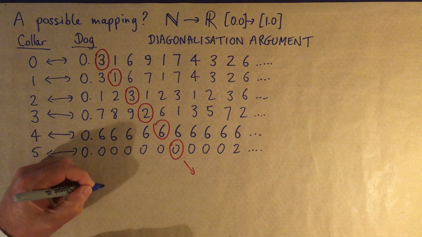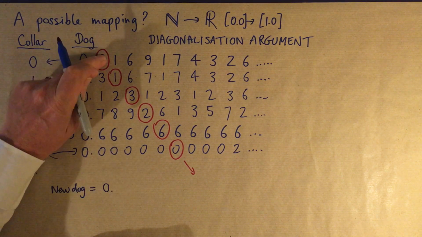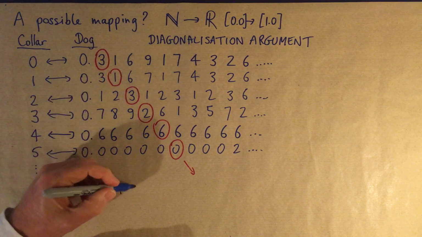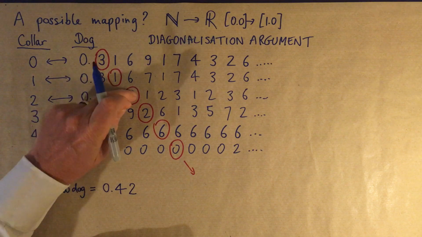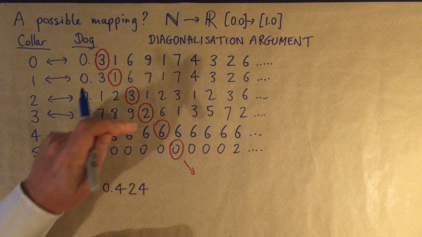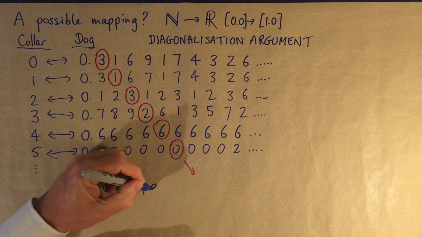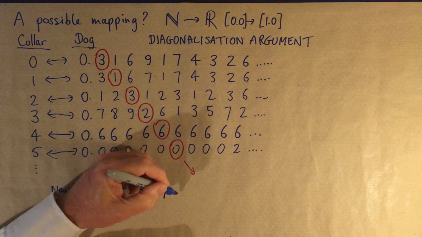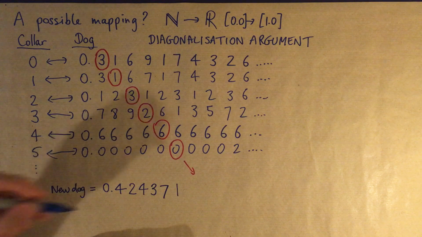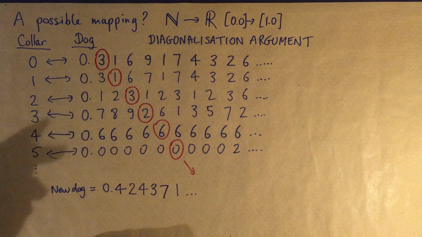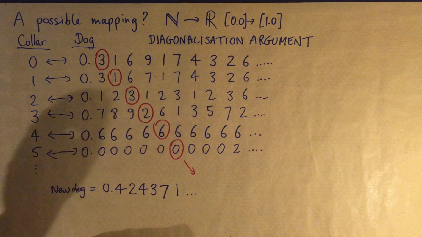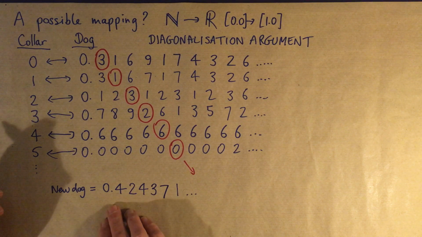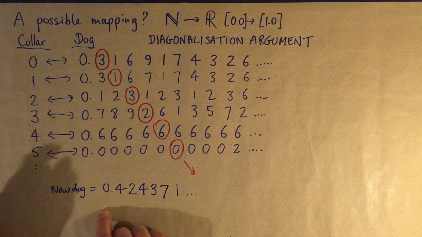New dog is equal to 0. Well, it's a 3 there, so I write 4. It's a 1 there, so I write 2. 3 there, so I write 4. 2 there, so I write 3. 6, so I write 7. A 0 there, I write 1. You may be wondering what I would do if I got to a 9. Well, I'd write 0, basically. It doesn't really matter, actually, as long as I write a digit other than that one.